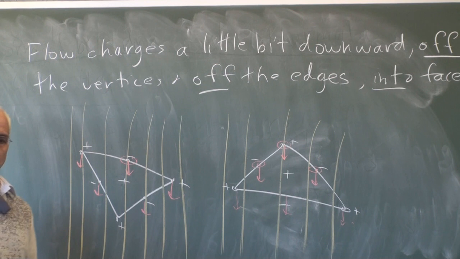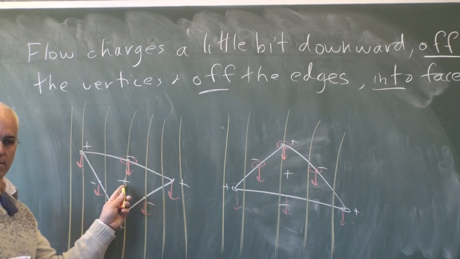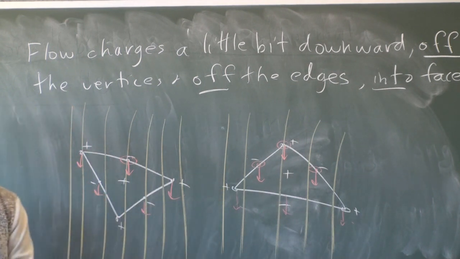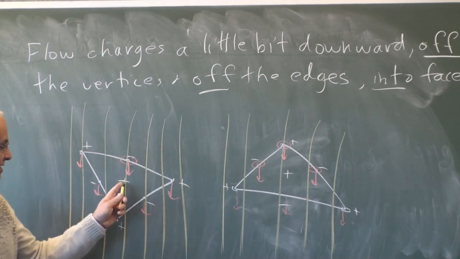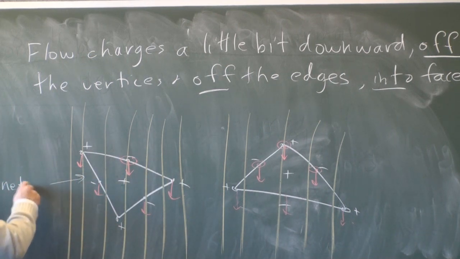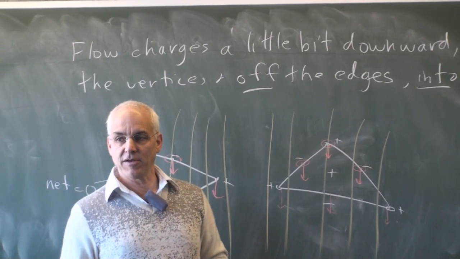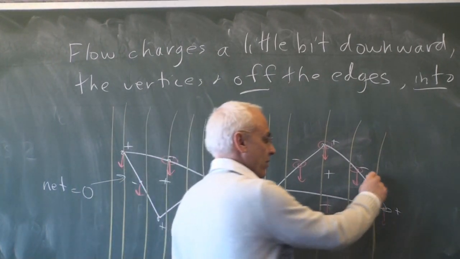In both situations, the net result is 0 in the middle of that face. We had a plus sign here and one minus sign coming in. That gives a net of 0. Net equals 0. And over here, we had a plus sign to begin with, and two negatives came in and one plus came in. So we still get a net of 0.